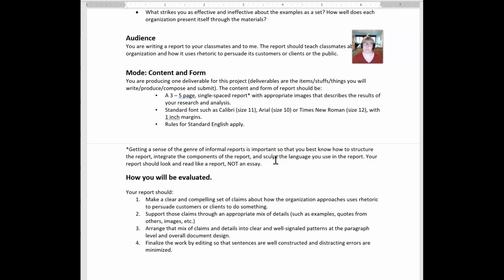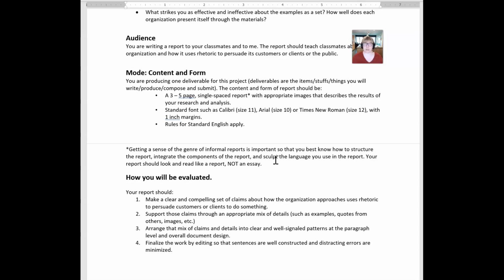So last but not least is mode. Here it means content and form. You're going to be writing a 3 to 5 page single space report. Okay, it's going to be standard font and rules for standard English apply. Below, I talk about what informal reports actually are. We will have some reading about that. We'll talk more about that in coming weeks.